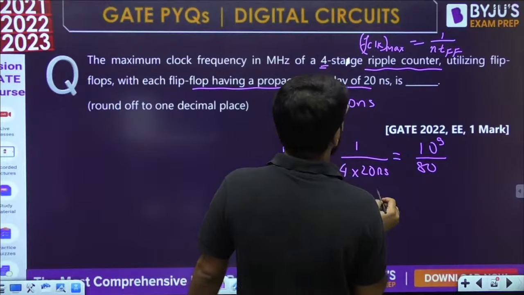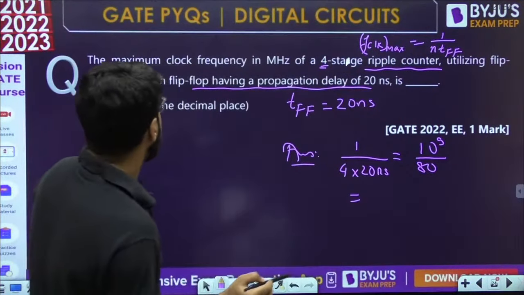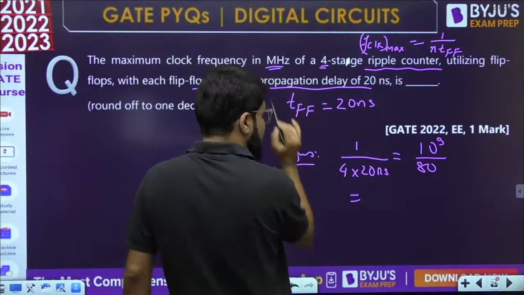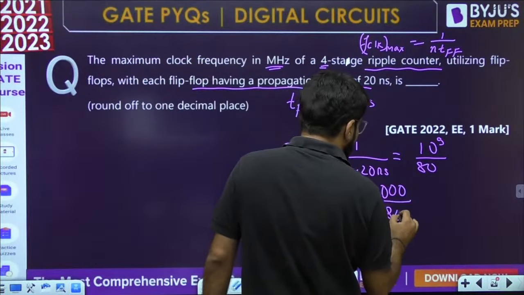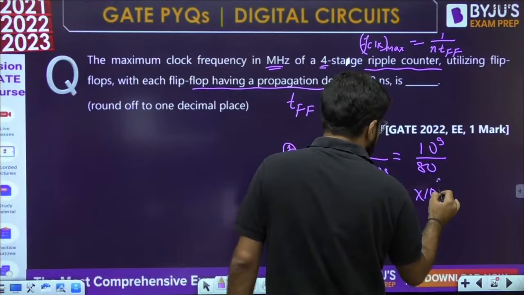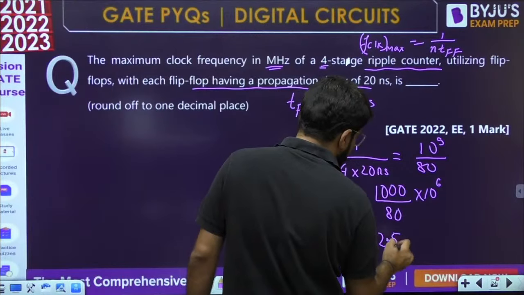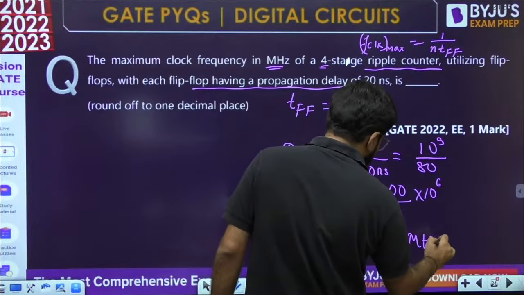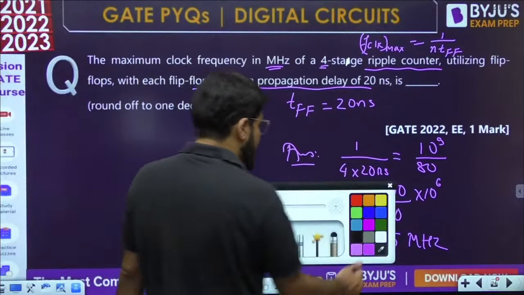Answer is required in what? Megahertz kya? Units mentioned nahi hai kya? Ah, ye raha na, megahertz. Answer is in megahertz. So 10 power 3, 1000 divided by 80 into 10 raised to the power 6. So my answer is 100 by 8, 12.5. Hai na? Correct. If I'm wrong in calculation, 100 by 8, it should be 12.5. Megahertz is the final answer.